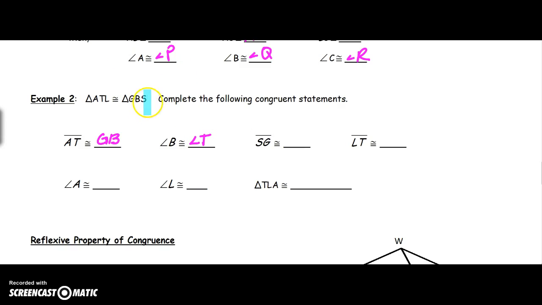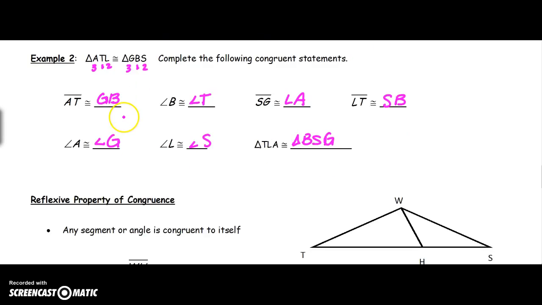SG is congruent to LA. So notice how you follow the same pattern. LT is congruent to SB. Angle A is congruent to angle G. Angle L is congruent to angle S. And then if we're going to label this TLA, we're going to have to label the second triangle BSG. Okay, position matters when giving a congruency statement.